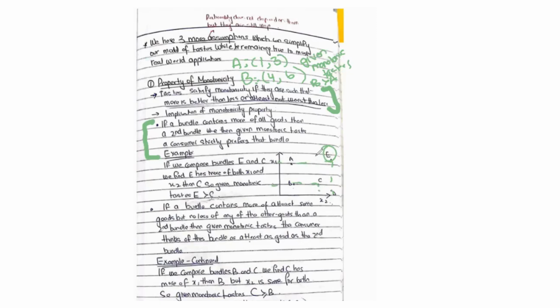So if the monotonicity assumption is satisfied, if your tastes are monotonic, and you have two bundles where one bundle has more of all goods, then you strictly prefer that bundle.